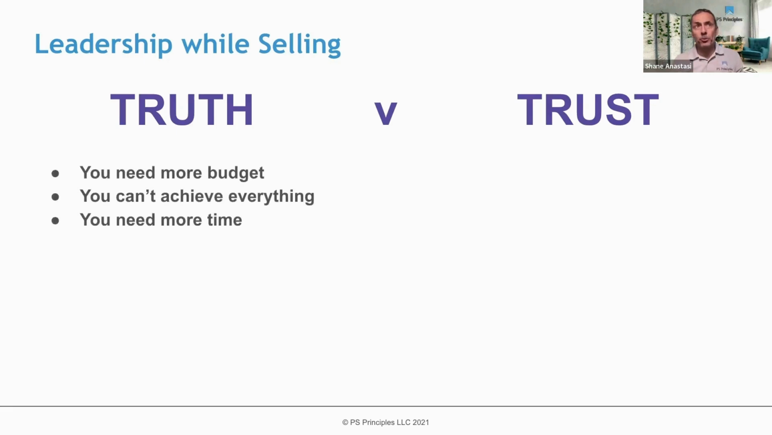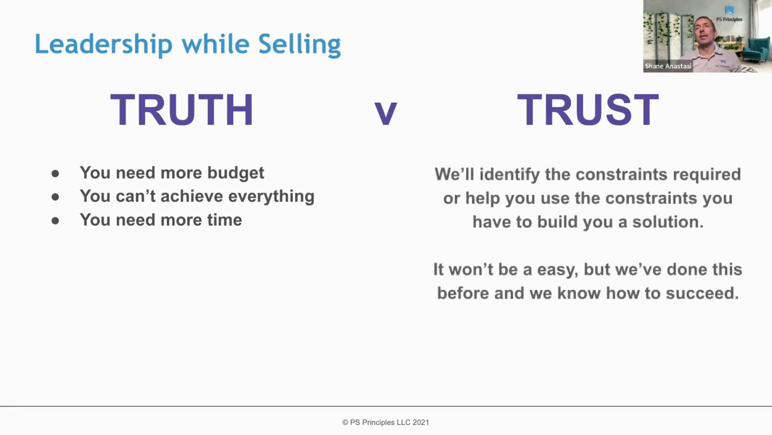To give you an example, truth would mean you don't have enough budget to do this. You need more budget. Or it might be you can't achieve everything that you want. Or we need more time to implement this. Yes, that might be the truth. But there are ways to use that to build trust. Look, we'll identify the constraints required or help you use the constraints you have to build the solution you need. It won't be easy, but we've done this before and we know how to succeed.